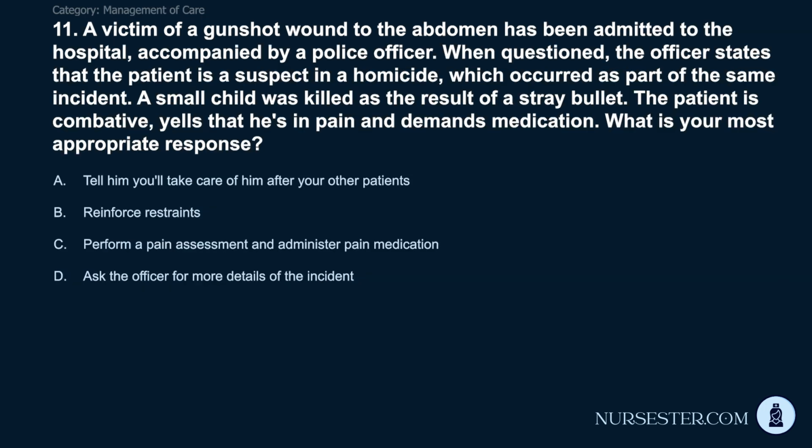11. A victim of a gunshot wound to the abdomen has been admitted to the hospital, accompanied by a police officer. When questioned, the officer states that the patient is a suspect in a homicide, which occurred as part of the same incident. A small child was killed as the result of a stray bullet. The patient is combative, yells that he's in pain and demands medication. What is your most appropriate response?